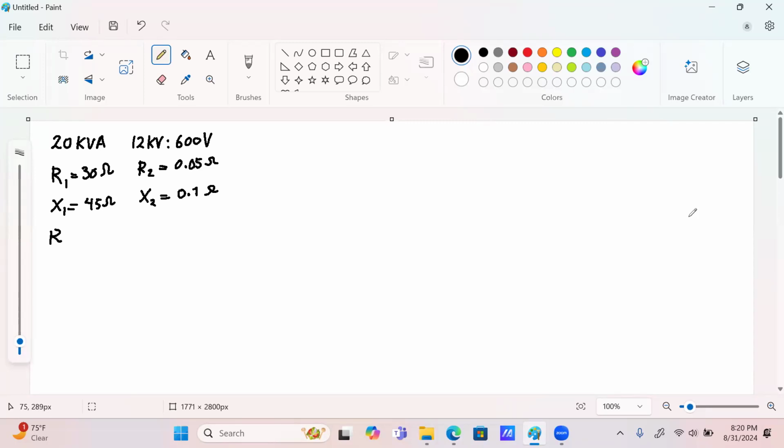And then the core parameters R of C and X of M are provided as 50 kilo ohms and 40 kilo ohms. Pay attention to the significant difference between these values. So the core parameters are typically orders of magnitude larger than the winding parameters. The largest winding parameters that we have here are 30 and 45 compared to 50 and 40 kilo ohms.